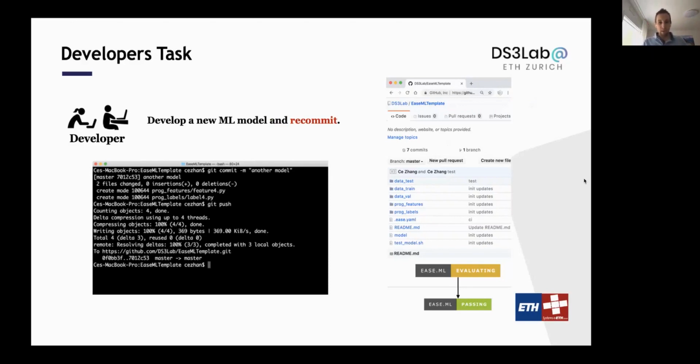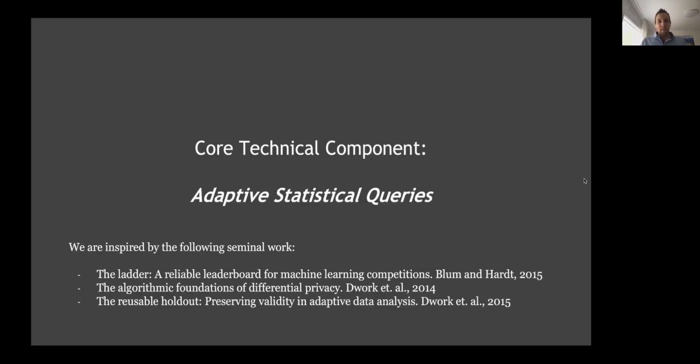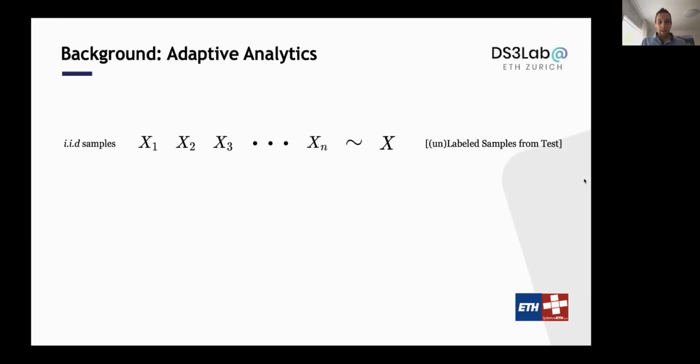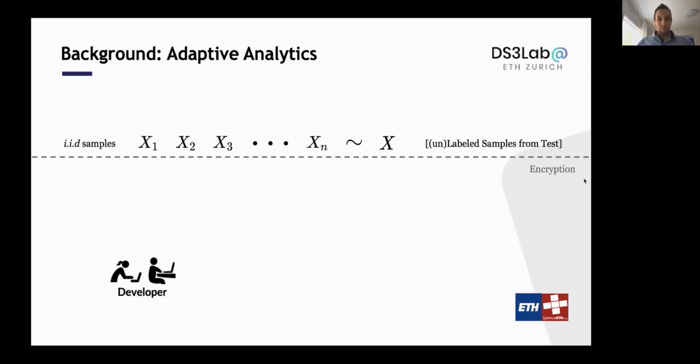So the core technical challenge of Ease.ML CI lies in adaptive statistical queries. And tackling these is inspired by some related work, but most notably the one by Blum and Hardt in the latter paper. So what is adaptive analytics? In adaptive analytics, you typically have n IID samples from some unknown distribution, and developers do not have access to those samples. Now, developers will provide a function, an initial function f1, which here is a function which enables the evaluation of the new model.